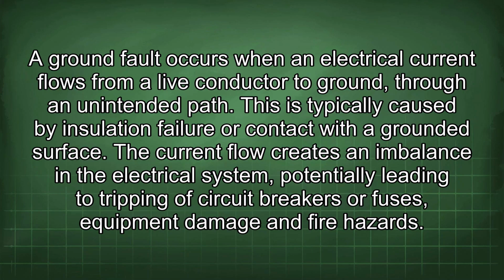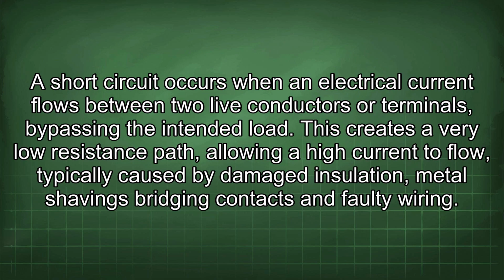A ground fault occurs when an electrical current flows from a live conductor to ground through an unintended path. This is typically caused by insulation failure or contact with a grounded surface. The current flow creates an imbalance in the electrical system, potentially leading to tripping of circuit breakers or fuses, equipment damage, and fire hazards.